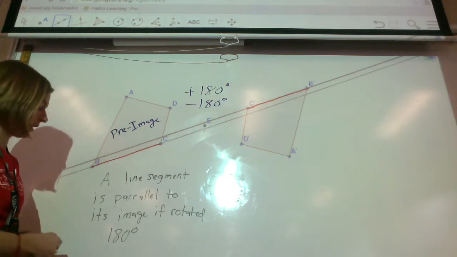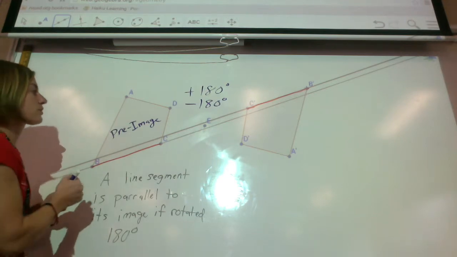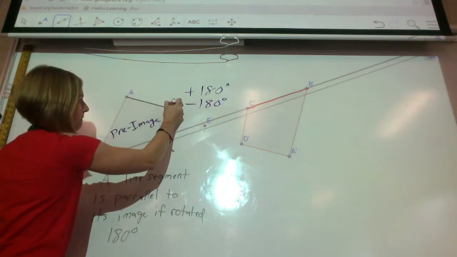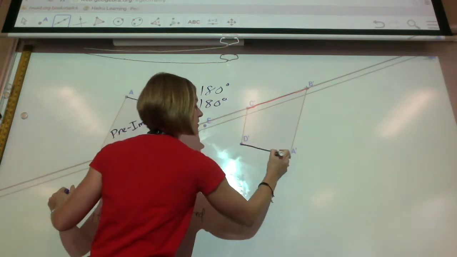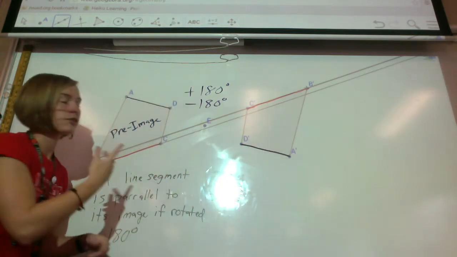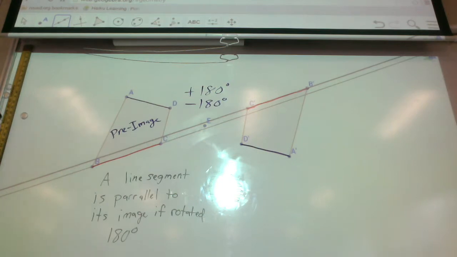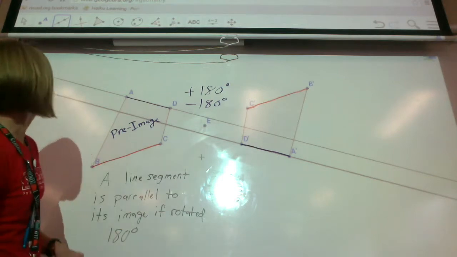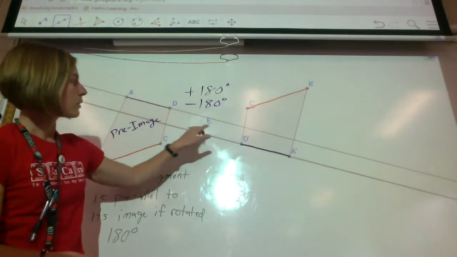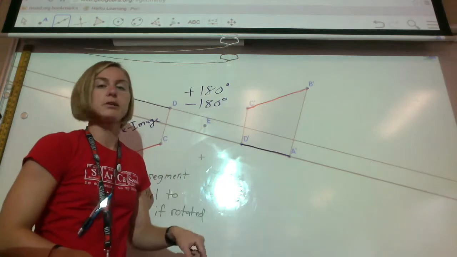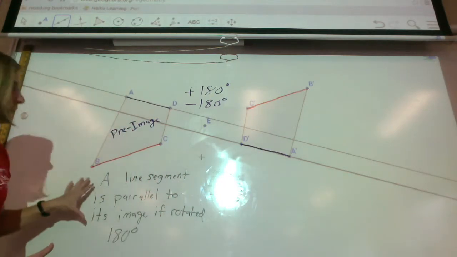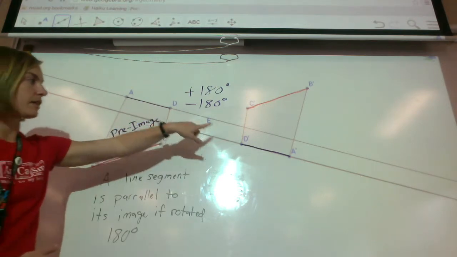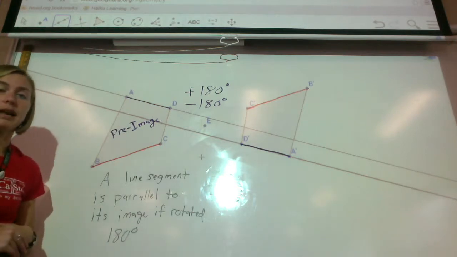Let's take a look at another line on here and see if that holds up. Let's try this line and its image, this line. So first I'll get rid of the other line so it's not distracting. So once again, let's take a look. Those lines are the same distance away no matter where you are, and that's the definition of parallel. So yeah, this holds true. A line segment, so the original line segment, is parallel to its image after it's being rotated 180 degrees.